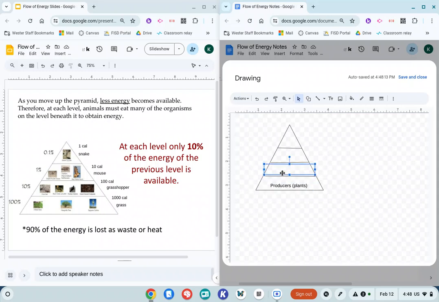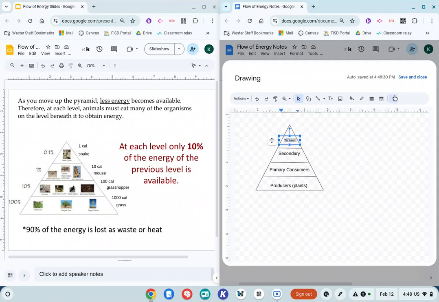Okay. One step above the producer would be our primary consumers. And then one step above that, we would have our secondary consumers. I'm just going to write secondary. And then at the very top, we have our tertiary.